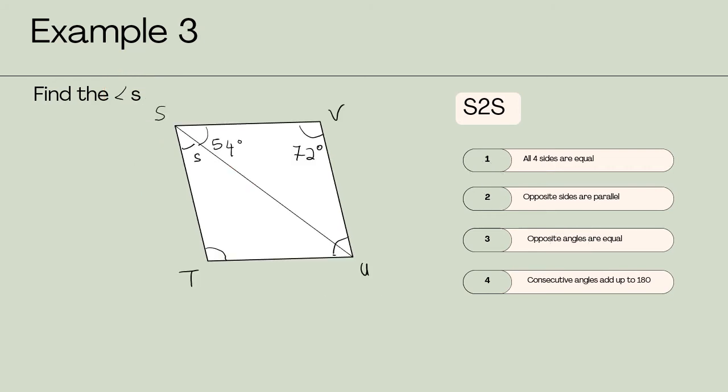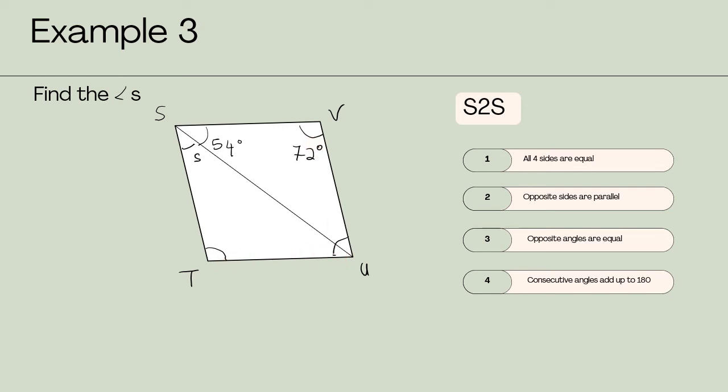Example 3, a more challenging one because the rhombus is cut in the middle into two. We are required to find the angle S. So we have a rhombus here, STUV. We are given an angle here, which is 54 degrees, and we have an angle S here, which is cut, and it is part of a big angle here, but it is cut into two, and we are given an angle 72 degrees here. The rest of the angles are not given.